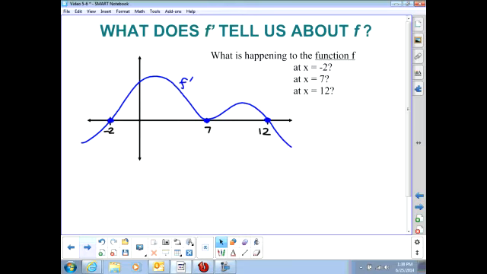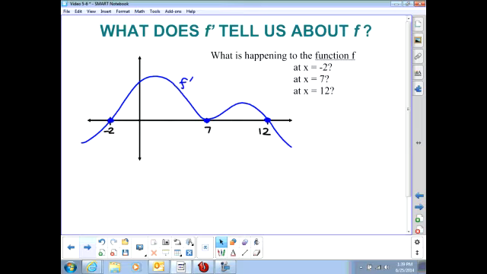From negative infinity to negative 2, the derivative is a negative y value. And then from negative 2 to 7, the derivative is a positive y value. Then from 7 to 12, it stays a positive y value. And then from 12 to positive infinity, it becomes a negative y value.